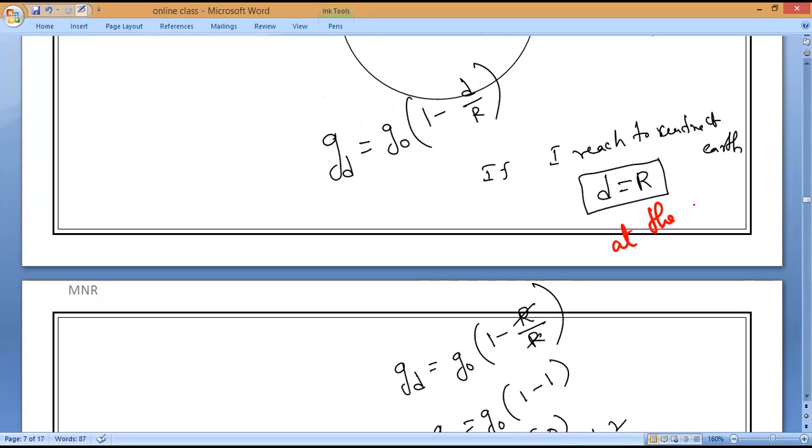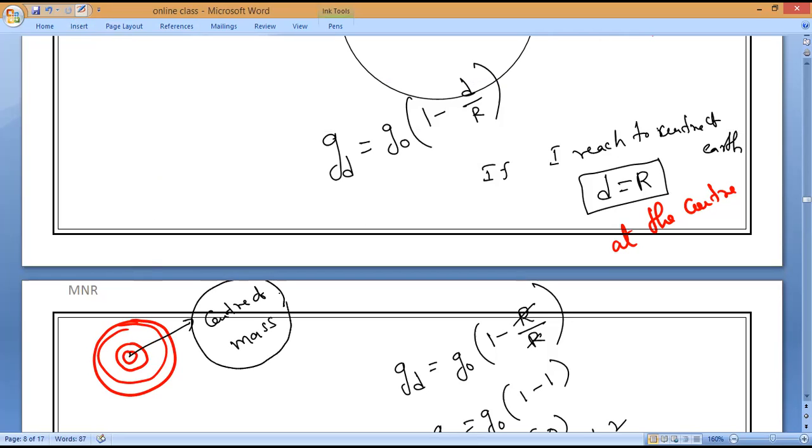Akilan, you also, everybody. You are studying chemistry already. The entire mass of the atom is present where, Hari? In the center, sir. So that is why it is called the center of mass. Remember, at the center, there is no acceleration due to gravity.